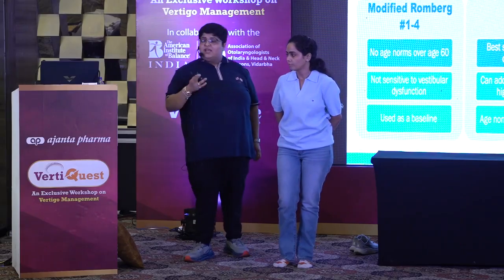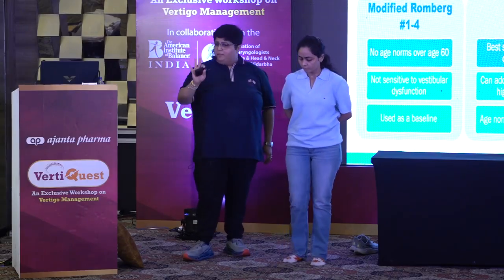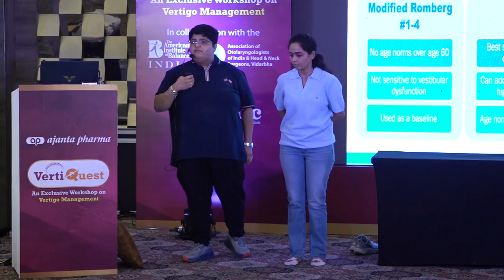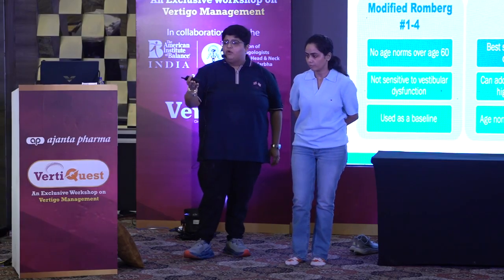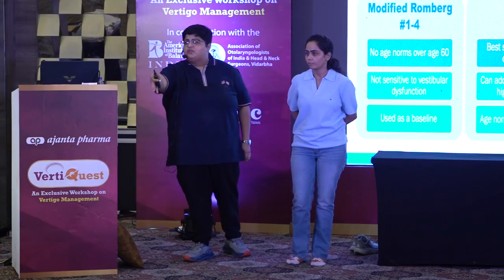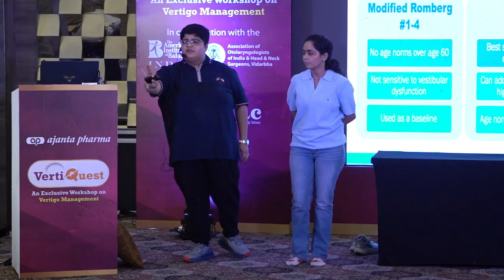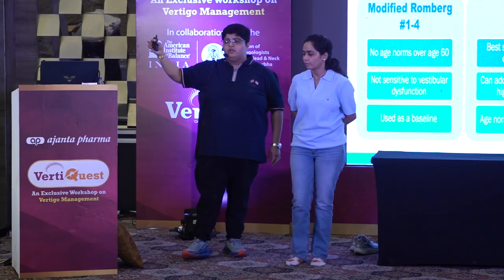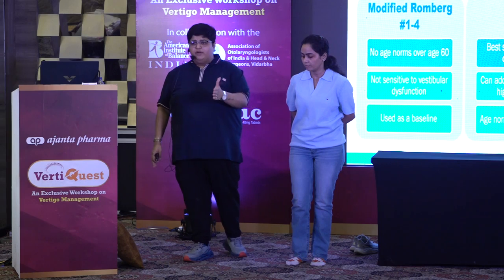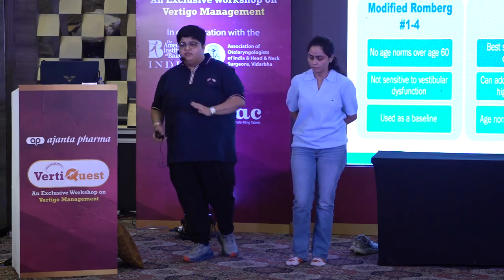Okay, so this is Gans SOP. People prefer doing tandem, but I am of the impression that if they are not able to perform Romberg's and Unterberger, how will they even do tandem? So this is difficult. Many neurologists prefer tandem over all this, but Romberg's, modified Romberg's and Unterberger should be done for the assessment.